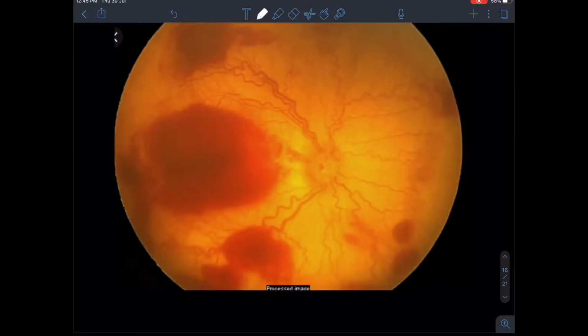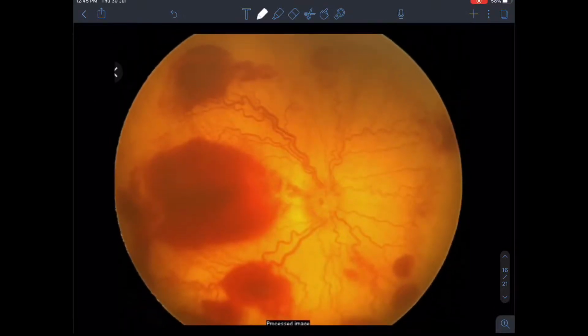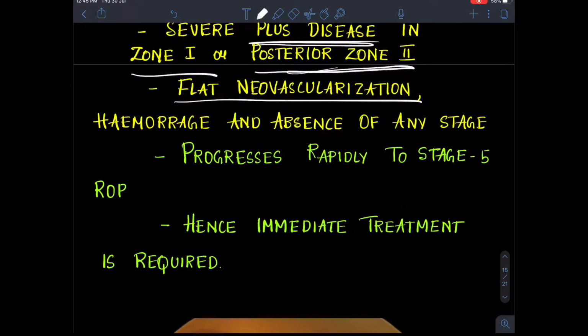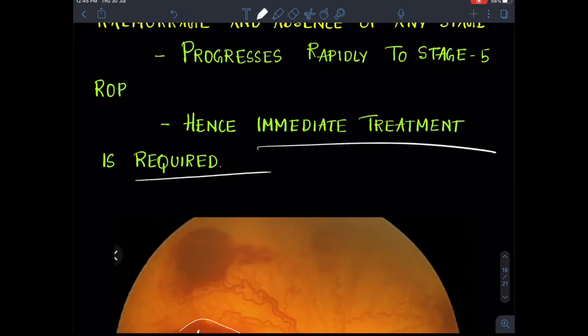Here we can see the diagram for APROP. You can see neovascularization occurring flatly, flat proliferation of vessels. So there is flat neovascularization and there is hemorrhage, and as I said, it is a rush disease, with absence of any stage, and it directly presents as stage 5. Hence immediate treatment is required in APROP.